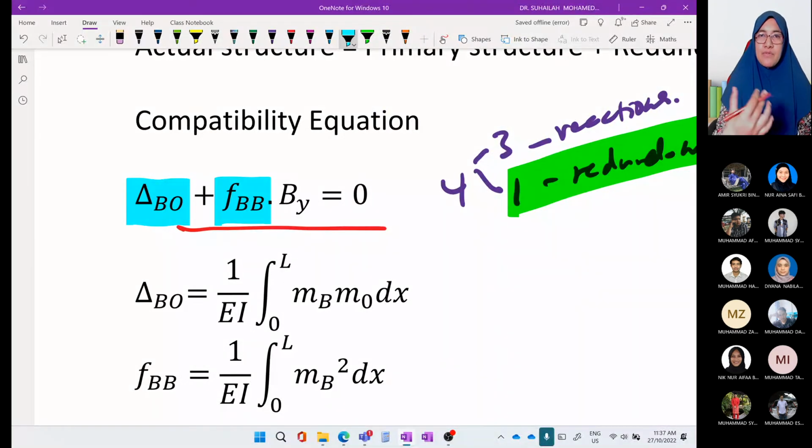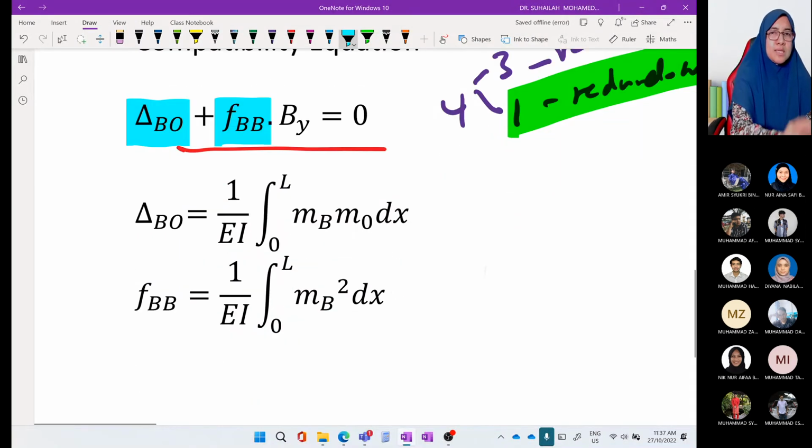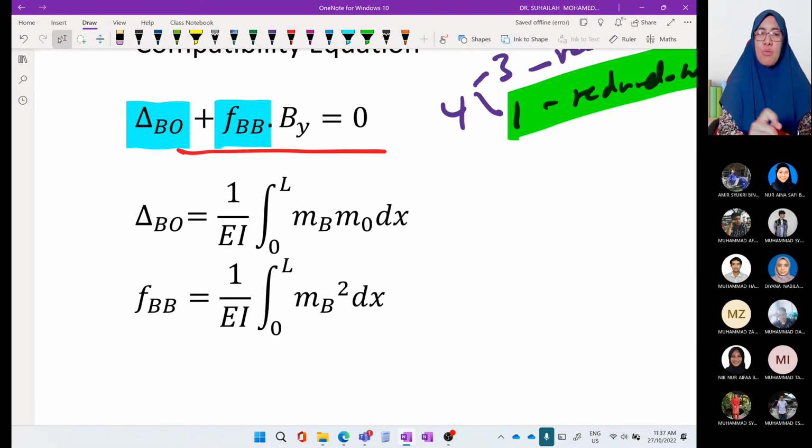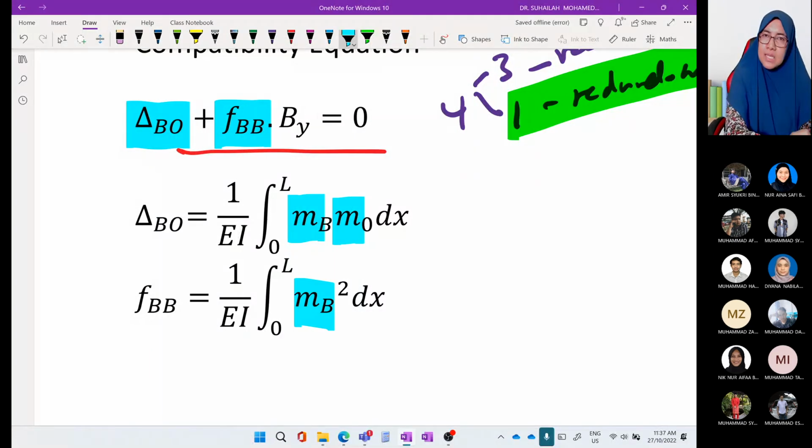So what is the formula to calculate displacement? Inside the formula, we have to have the moment equations, MB and M naught. There are two moment equations. This is also MB. We know this is MB and M naught from the notation that we use. Delta B naught is the integral of MB times M naught. FBB is MB times MB, or MB squared.